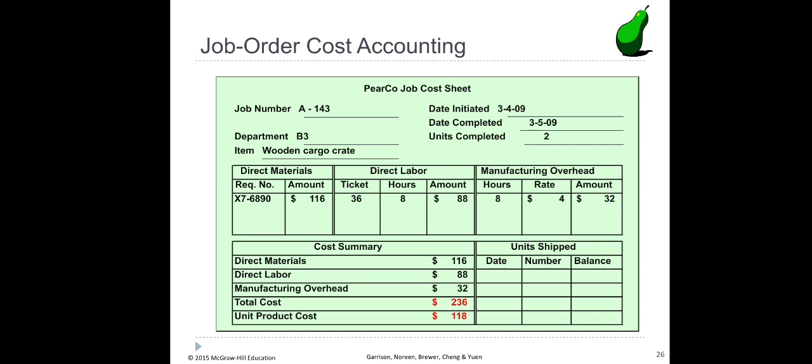And then there is one item at the bottom of the document, unit product cost. To calculate that, you see on top of the document on the right side, there is a space for units completed. It means that for this job, 2 units of product were produced. So how to calculate the unit product cost? Total cost is $236. You divide by the 2 units. So unit product cost is equal to $118.